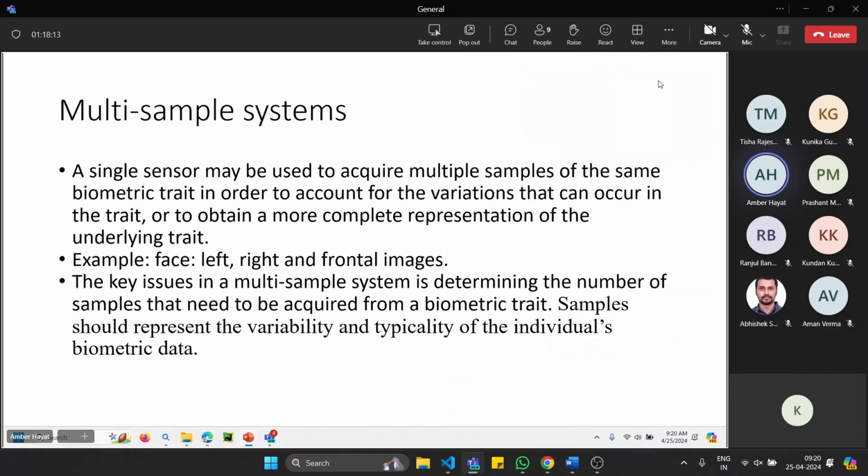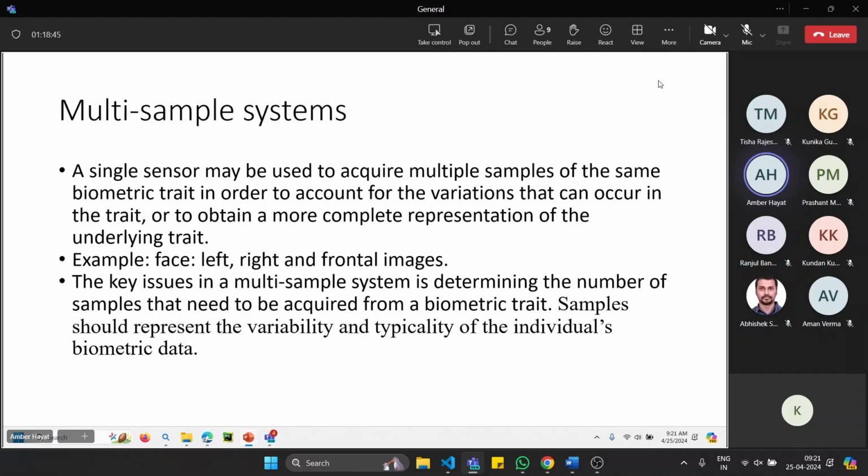Another one is multi-sample systems. In a multi-sample system, a single sensor is used to get multiple samples of the same biometric trait. For example, with fingerprint, you must have seen in the FVC database when you did your assignment, there are 8 samples for every single fingerprint. So this is known as a multi-sample system, where only one trait is taken but multiple samples are captured.